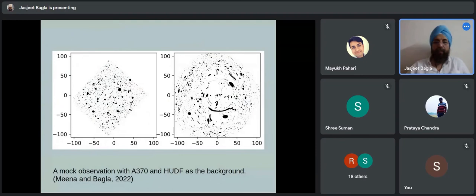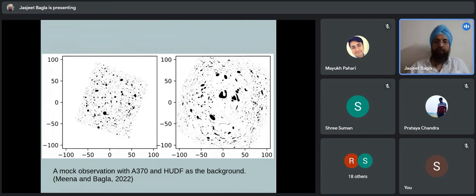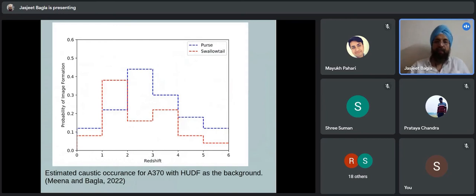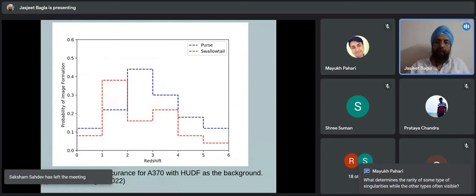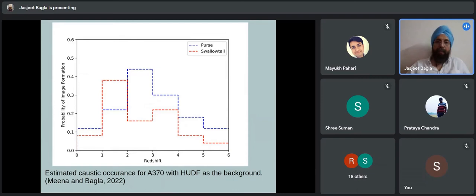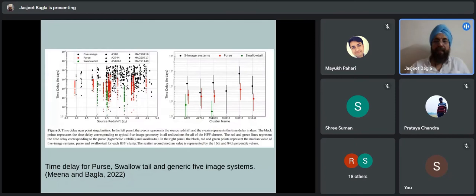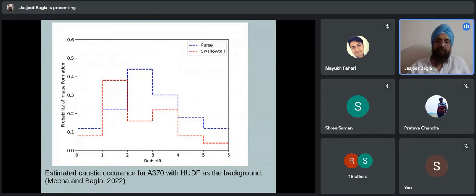So this is the work where we did a mock observation of the Hubble Ultra Deep Field as a background with Hubble 370 as the lensing cluster. Another example of the same: we took the Hubble Ultra Deep Field and then we placed Hubble 370 in front of it in slightly displaced and rotated orientations to do some statistics. What we find is that for Hubble 370, with Hubble Ultra Deep Field as the background, the probability of purse or swallowtail formation is fairly high. It goes up to more than 40% for both of these singularity types. And if we add up for different clusters where mass models are available, we get 20% as the possibility of purse and swallowtail formation.